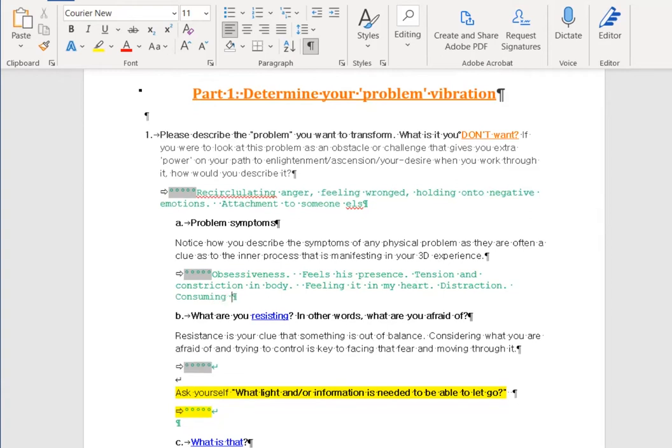Okay. Those are excellent insights into your own process when this happens. So that's excellent.